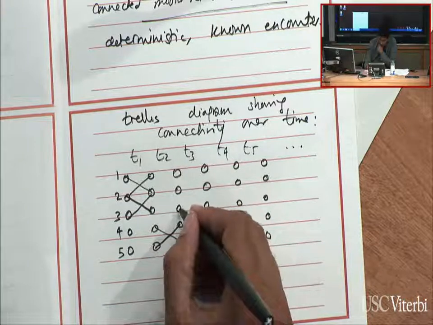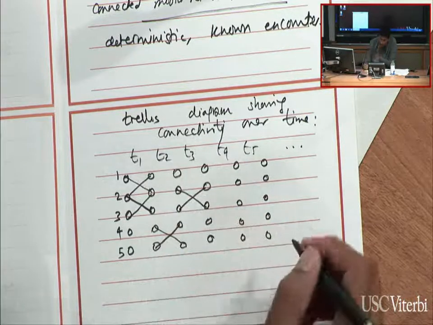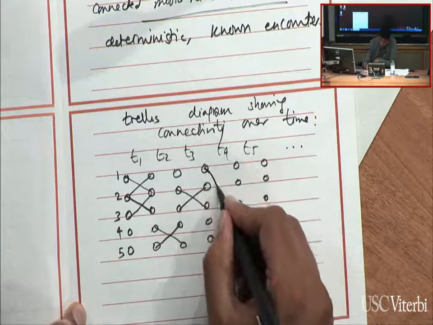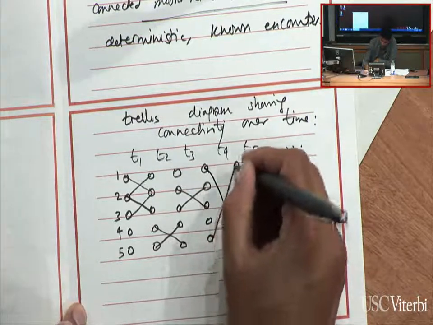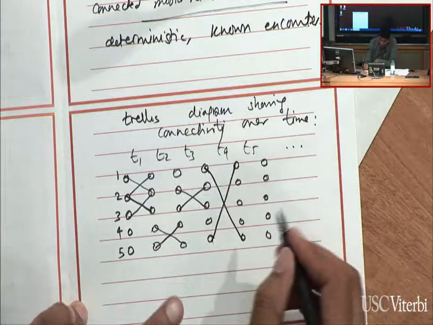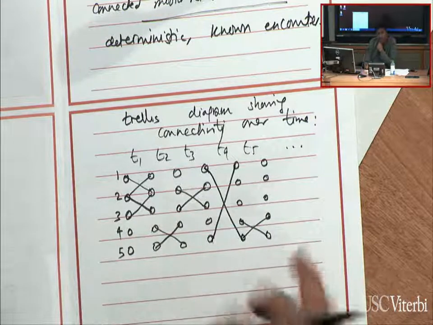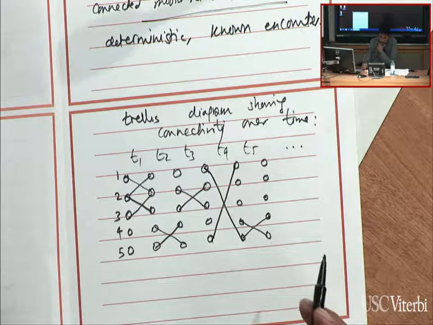Time 2 and 3, maybe these two nodes came into contact with each other. Maybe at time 4, node 1 met with node 5. And maybe at time 5, it was these two nodes meeting each other. So what this is saying is, it's kind of describing who met whom when, right?